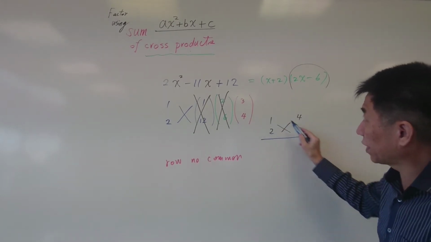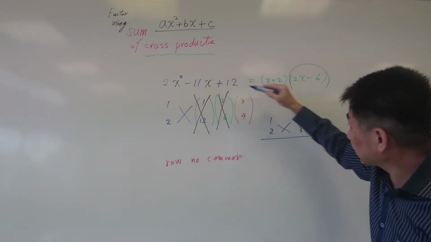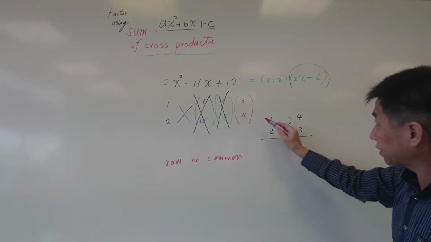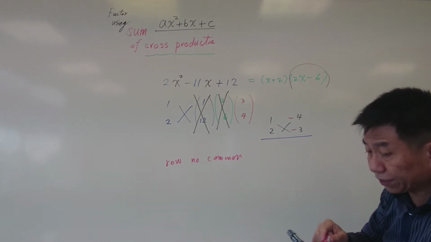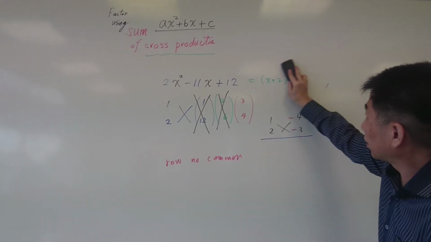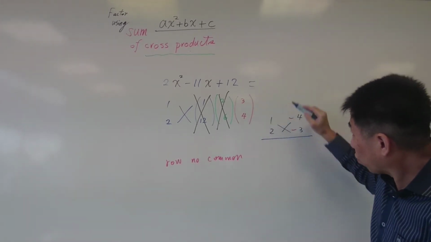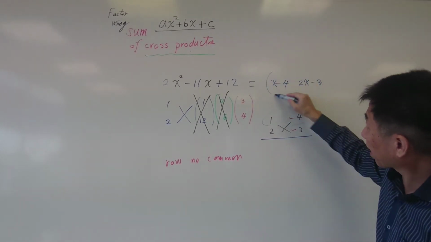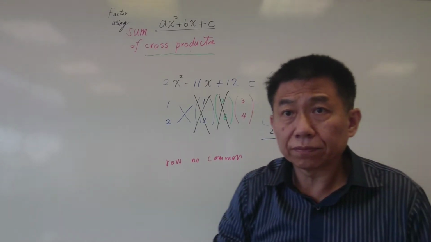Check it out, 8 and 3. This one positive, then they are both negative. So negative on both. See, minus 8, minus 3, minus 11. So what's the answer? Therefore, the answer is 1x minus 4, and then 2x minus 3, in brackets. Then you got it.